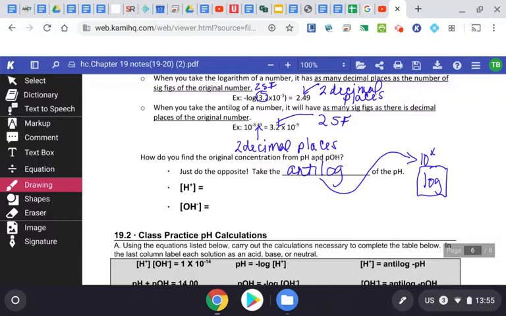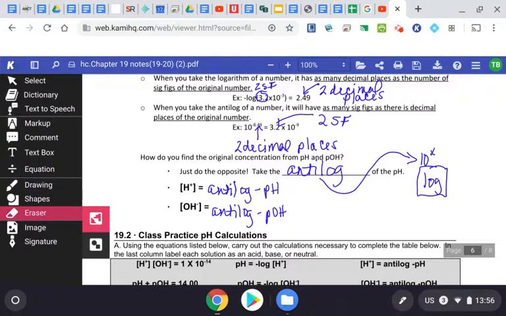So to get the concentration of your hydrogen ion, you're going to take the anti-log of the negative pH value. And to find your hydroxide ion concentration, you're going to take the anti-log of your negative pOH value. So what it ends up looking like, and I need to erase this.